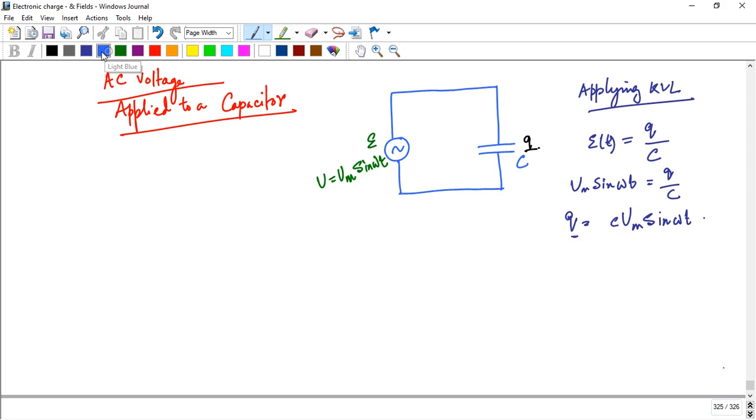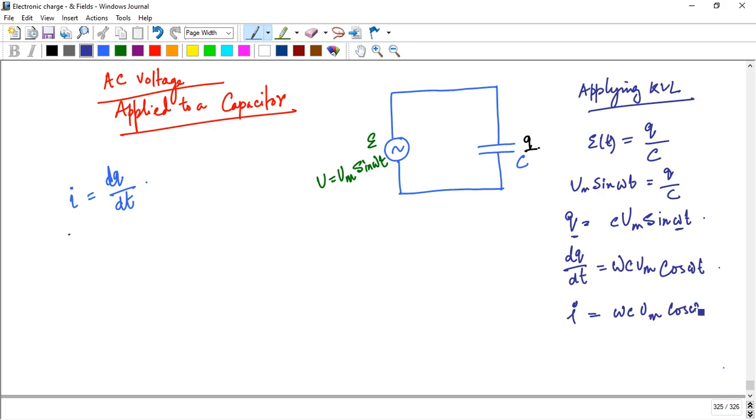So here is the relation: current I equal to dq by dt. Differentiate this equation with respect to time. C Vm is constant, the capacitance times the maximum voltage, and the differentiation of sine is cos omega t. Omega is constant, so it comes outside. So we get I equal to dq by dt, that is I equal to omega C Vm cos omega t.